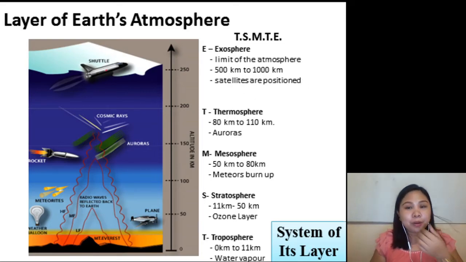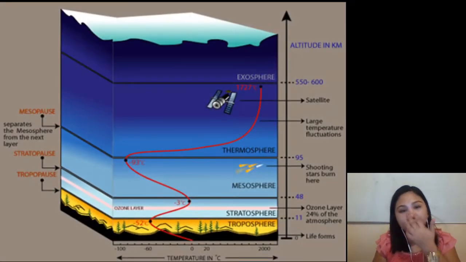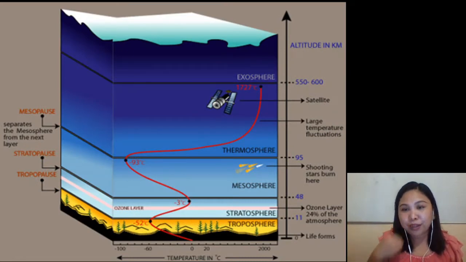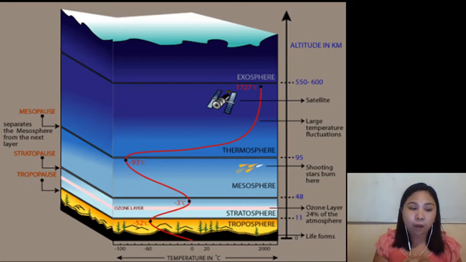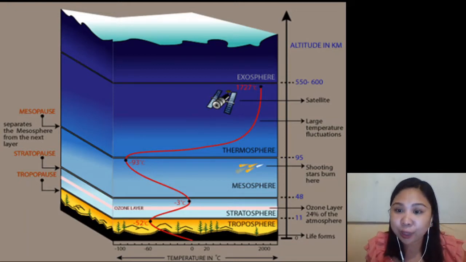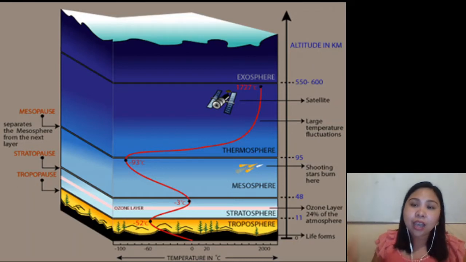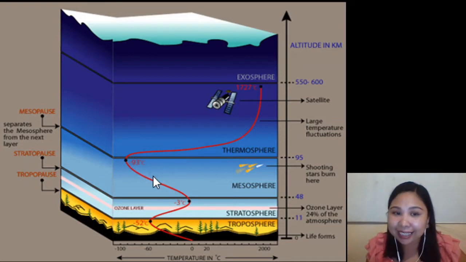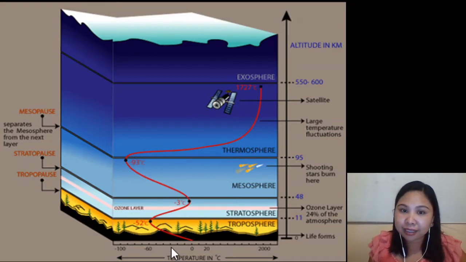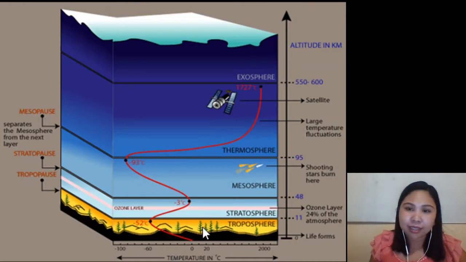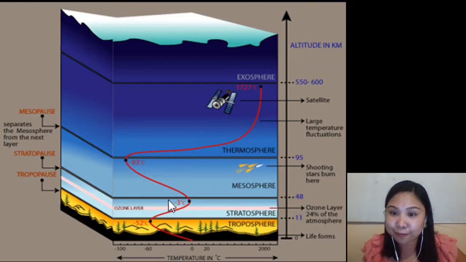This is another picture of our very own atmosphere. My question now is, bakit kaya sa tingin nyo, why do you think our atmosphere is divided into layers? Ano kaya sa tingin nyo, class, based on this picture, ang naging basehan ng pag-divide ng mga layers? What's the basis in dividing these different layers? Sana nakukuha nyo dito sa picture.